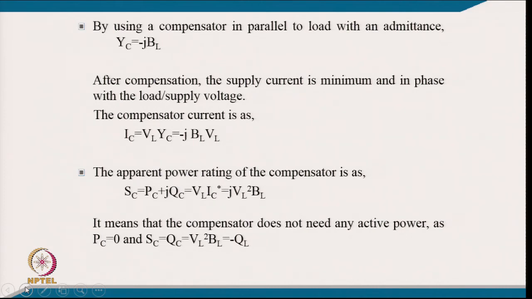So it will become J VL square BL. This is the kind of VA rating of the compensator, which is equivalent to VAR. It means that the compensator does not need any active power. So PC equal to 0, and SC equal to QC equal to VL square BL minus QL.